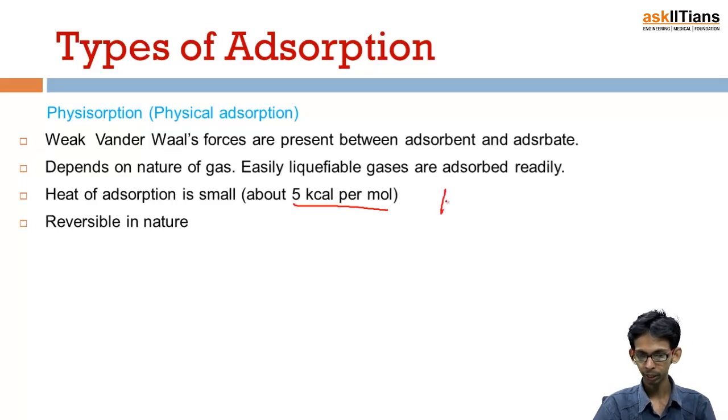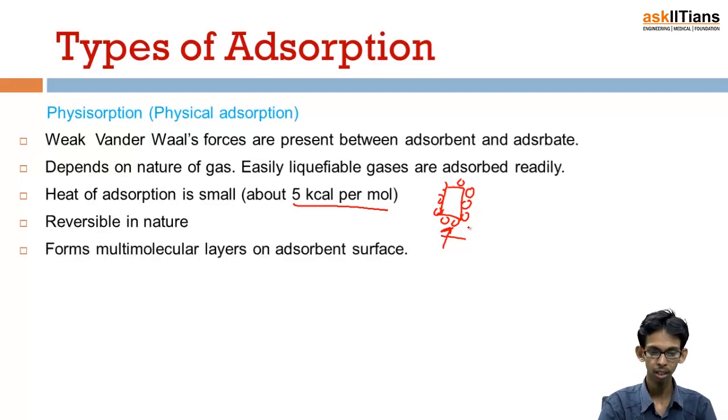The molecules are attached on the surface because of physical attraction or van der Waals attraction. A very small amount of heat is released. If heat is supplied back to the system, the molecules will again get detached from the surface and desorption takes place. That means it is reversible in nature. It can be reversed again. And it forms a multi-molecular layer. That means first of all, the first layer is adsorbed, after that another layer is adsorbed, and another and another.